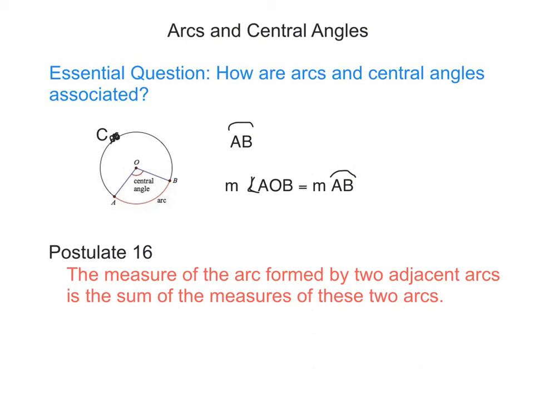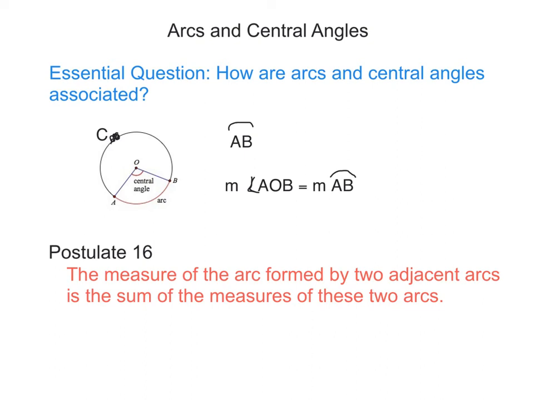By the way, this is known as the arc addition postulate, just like we had the segment addition postulate and the angle addition postulate. Well, now we have another definition, and that is congruent arcs. Congruent arcs are arcs in the same circle or in congruent circles that have equal measures.